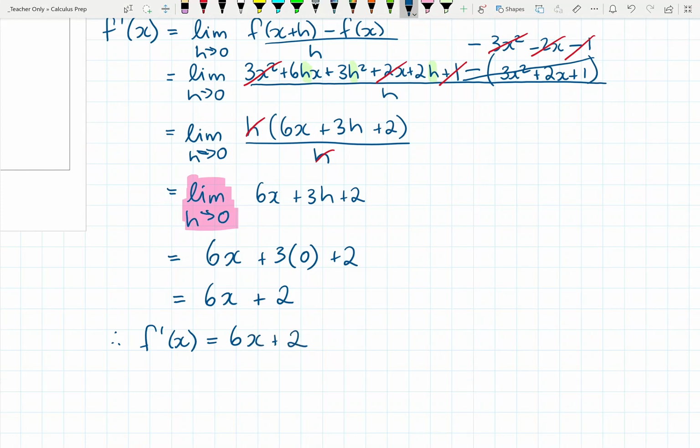And I'll do example 4.2b in the next question. And that will show us how to handle a fraction when we're taking the derivative of a fraction.